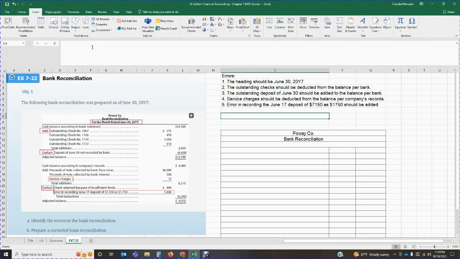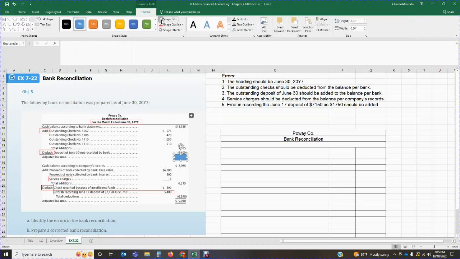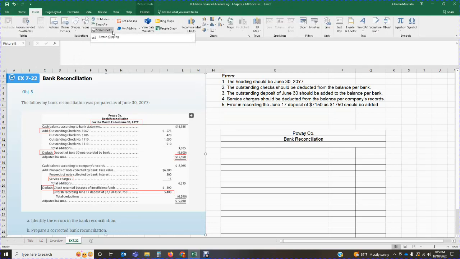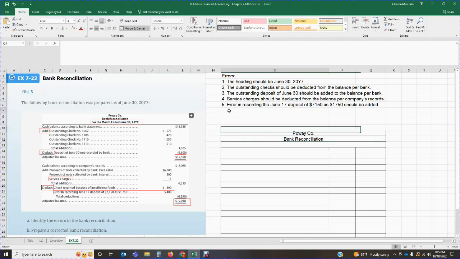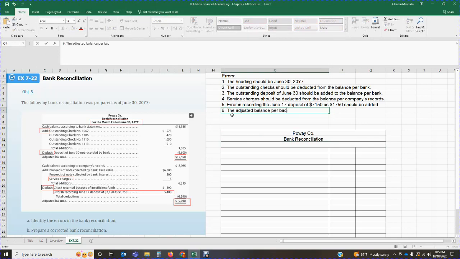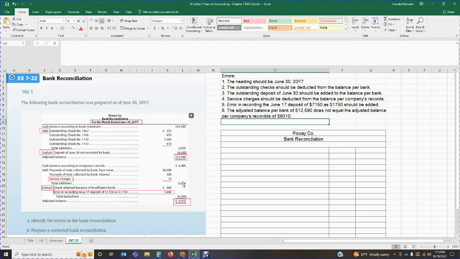Now, something very important to look at: the adjusted balance, that number right there, needs to equal this number down here, which they don't. The adjusted balance per bank of $12,590 does not equal the adjusted balance per company's records of 9,010. So my two totals do not equal. And that is the whole purpose of reconciling, to make sure that those two numbers are the same. These are the errors that we have located.